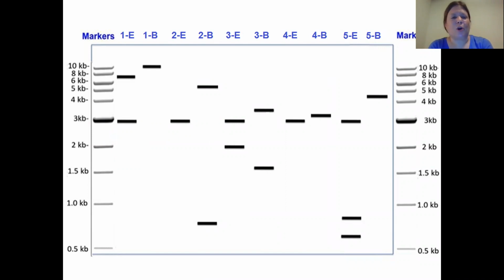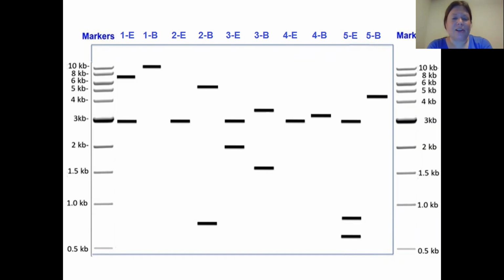Plasmid 1, going with lanes 1E and 1B, is sort of the platonic ideal of a straightforward plasmid. You've got a single insert with a very clear size, no BamH1 sites in the insert. The linearized plasmid in the BamH1 lane is equal to the size of the bands in the EcoR1 lane. It's pretty straightforward.